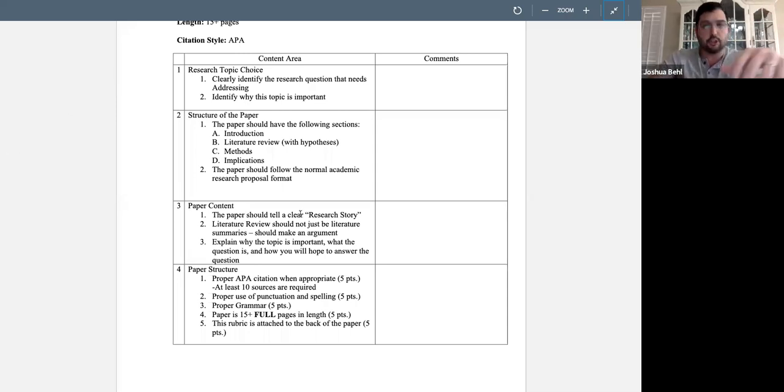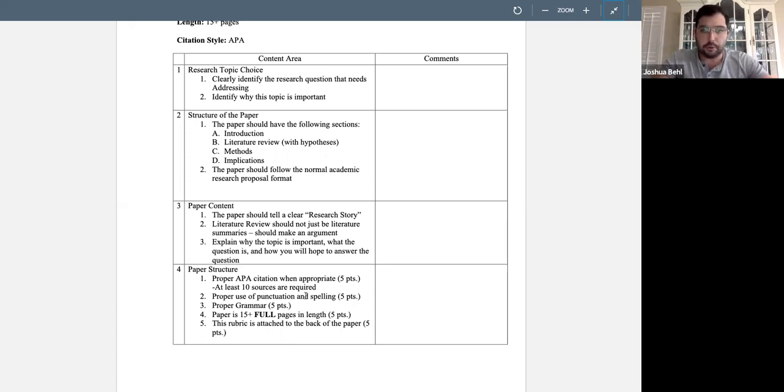And then the paper content. There should be a clear research story being told, a clear argument made. Your literature review should not just be literature summaries, but they should make an argument. We're going to talk about that here in a minute. And then also explain why the topic is important, what the question is, and what you hope to answer. Everything else here under paper structure, section 4, is fairly self-explanatory.